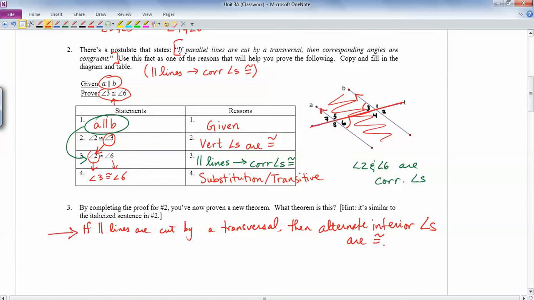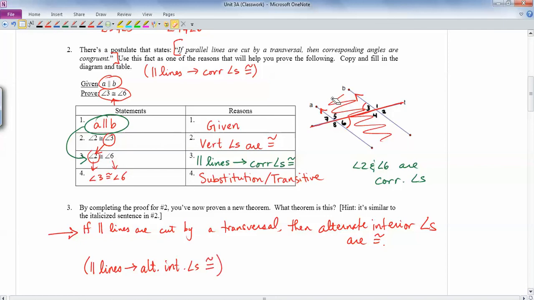So now this statement right here, we can use in a proof as well if we ever needed to. So what I'm going to write here is the way that I abbreviate this one in a proof. Parallel lines give you alternate interior angles that are congruent.